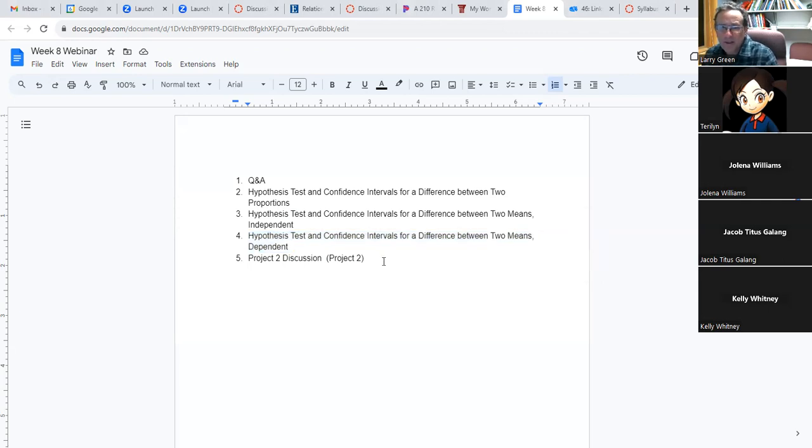And then we started out talking about Project 2 last time, but now we're ready to go into the details because Project 2 is going to be really all about Chapter 10. And that's where we are now, Chapter 10. So we'll have a discussion on Project 2. So that is the main thing to talk about.